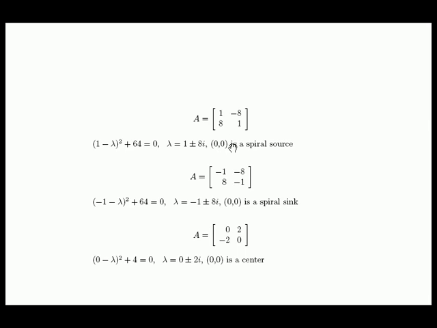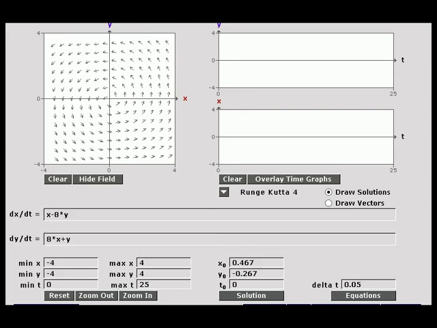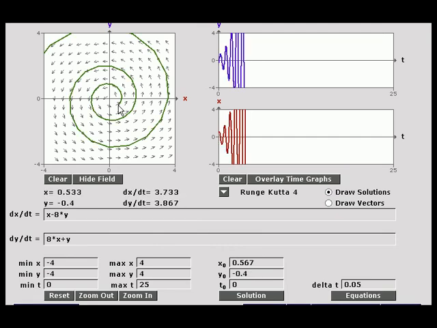But if the eigenvalues are 1 plus or minus 8i, it should be a spiral source. Minus 1 plus or minus 8i should be a spiral sink. 0 plus or minus 2i should be a center. So here's the first system. The matrix is 1, minus 8, 8, 1. And we predicted that would be a spiral source, and it is.